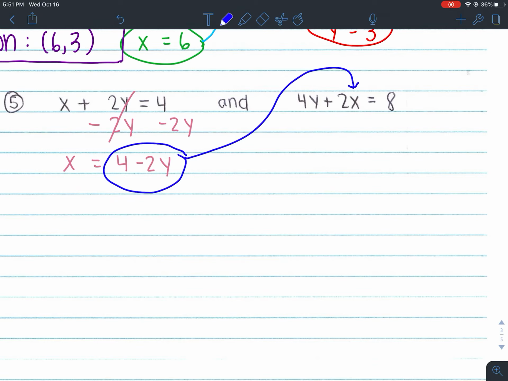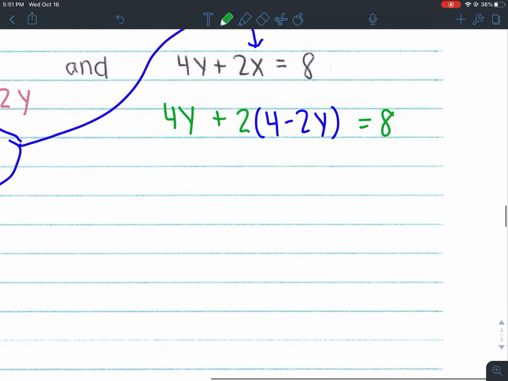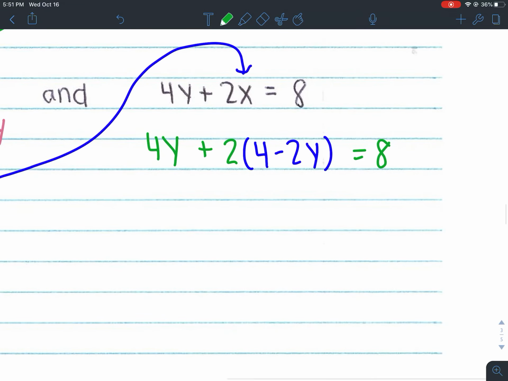I have x equals 4 minus 2y. So I'm going to plug this in for the x value because it says x equals that. So I'll have 4y plus 2 times 4 minus 2y equals 8. All right, so you always want to plug it in with parentheses and make sure you plug it in for the right variable. The most common mistakes are that when we solve for stuff, you either plug it back into the same equation or you just are plugging it into the wrong variable.